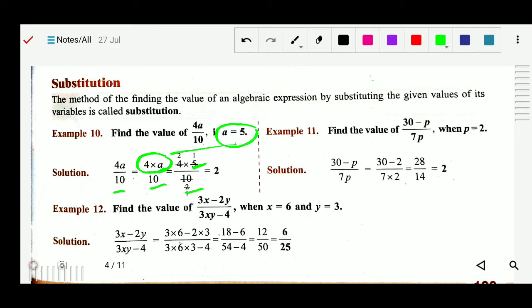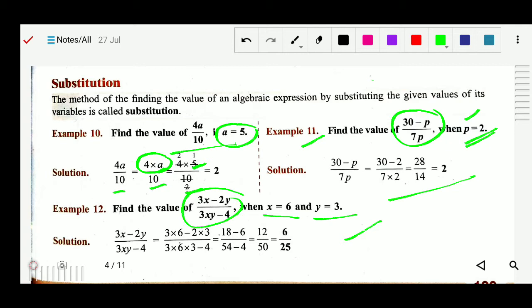Similarly here also you can see example 11. Here the value of p is given. P is a variable. The value of p is given, 2. So we will put the value of p in this algebraic expression. So in the place of p we will write the value 2. Then after we will solve it like this. Similarly here also the value of x, y. The values of two variables, x and y, are given here, and these two values we will put in this expression.